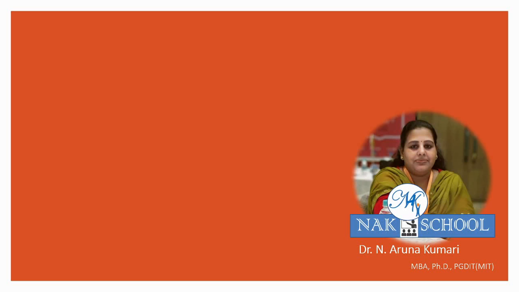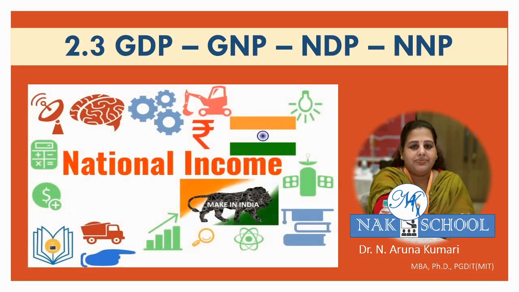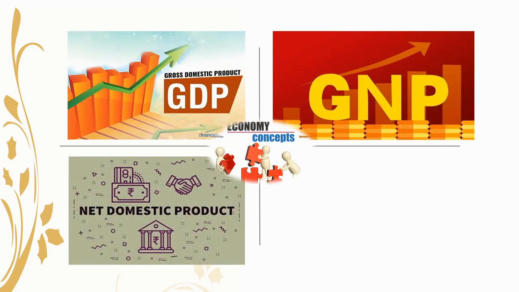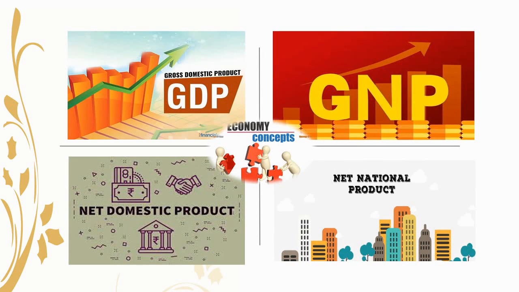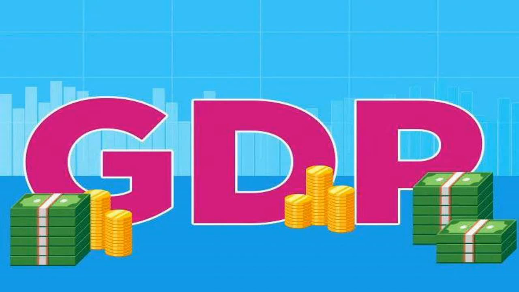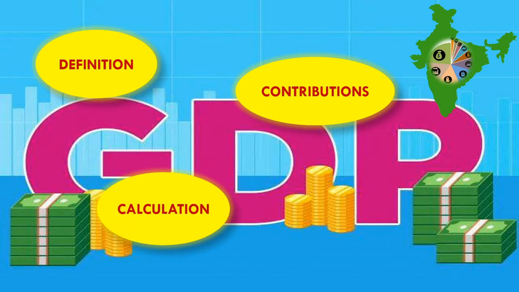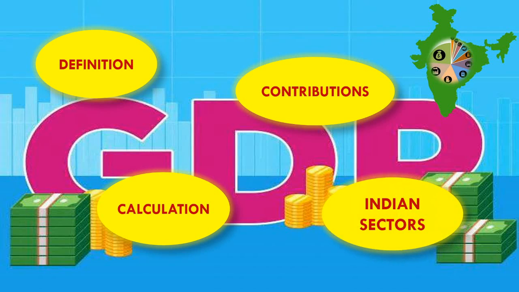In this one, however, we'll look into an important element of macroeconomics, that is national income, and how a nation describes and examines it. The major concepts of national income include gross domestic product, gross national product, net domestic product, net national product, etc. In my previous video, I have already explained about GDP with its definition, contributions of Indian GDP, calculations and contributors of different Indian sectors in detail.